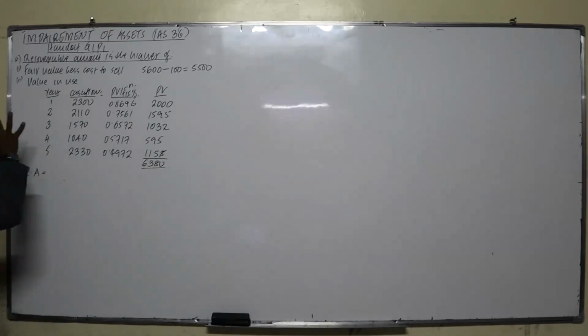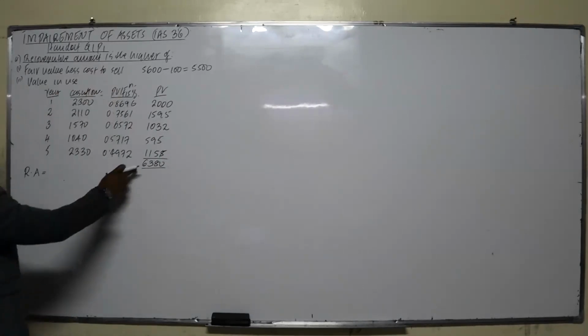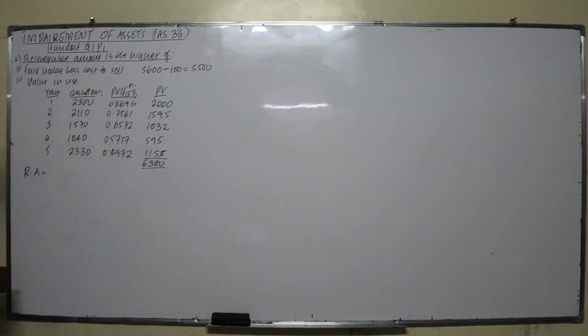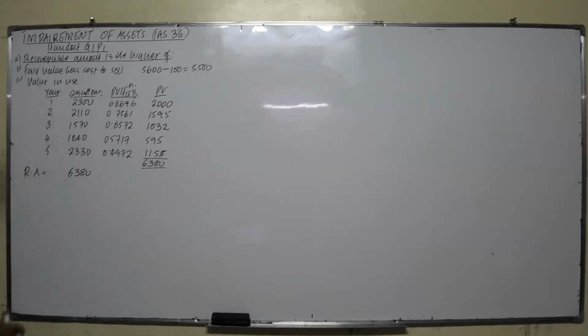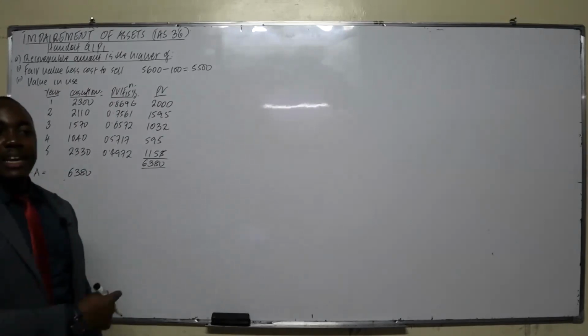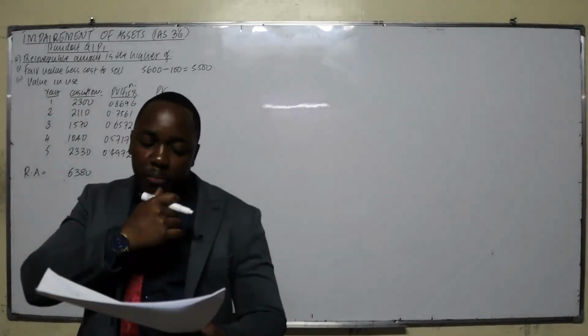So now let's get the recoverable amount. You see that recoverable amount is the higher of the fair value less cost to sell and the value in use. So what will be our recoverable amount? 63.80. Yeah, the maximum you can recover is 63.80. So automatically that asset is impaired. How is it impaired? Number 2 of the question: impairment loss of the plant.